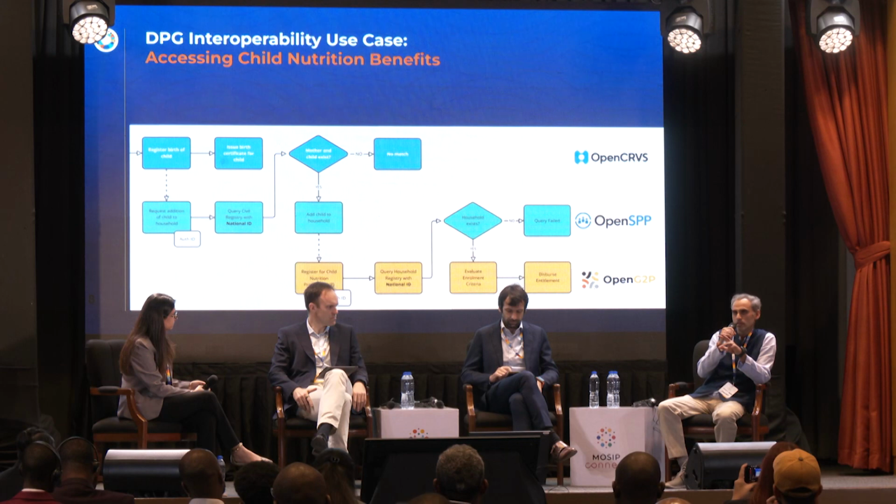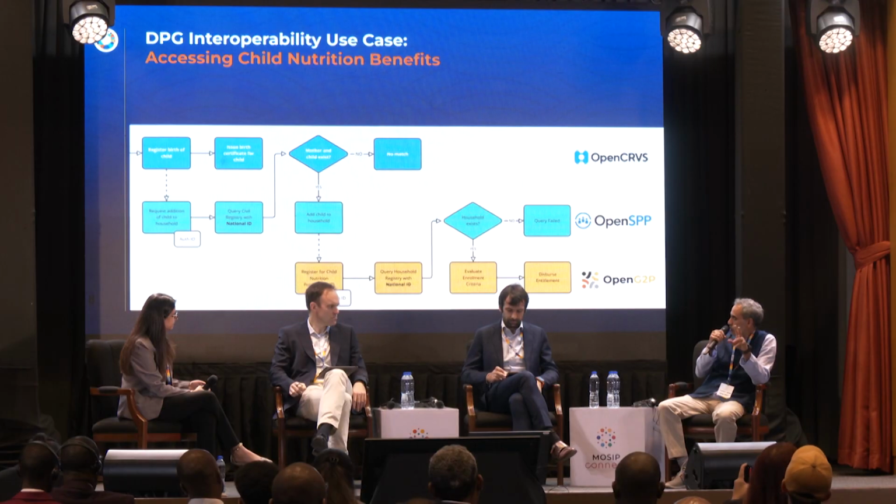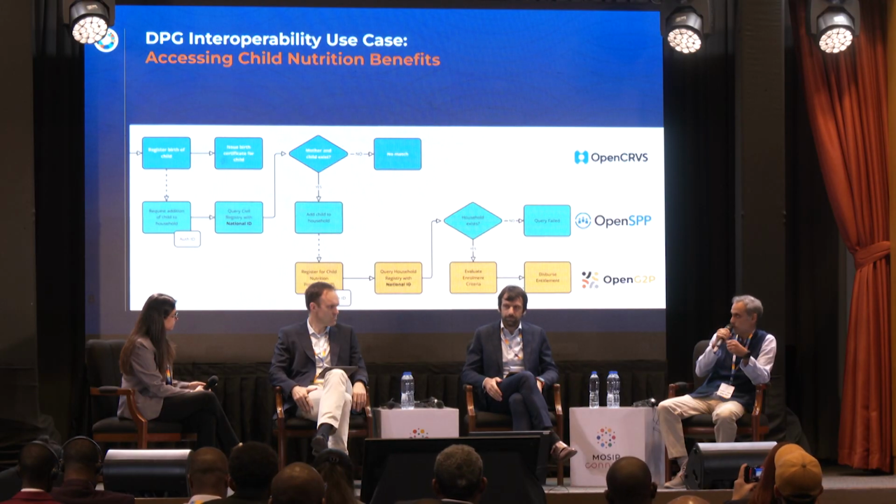Now, that's where we are talking about integration, actually multi-level. One is OpenG2P integrating with ID, and OpenG2P integrating with OpenSPP. And once the information is pulled, we know that it's authentic, the ID has been used, a unique ID has been used.